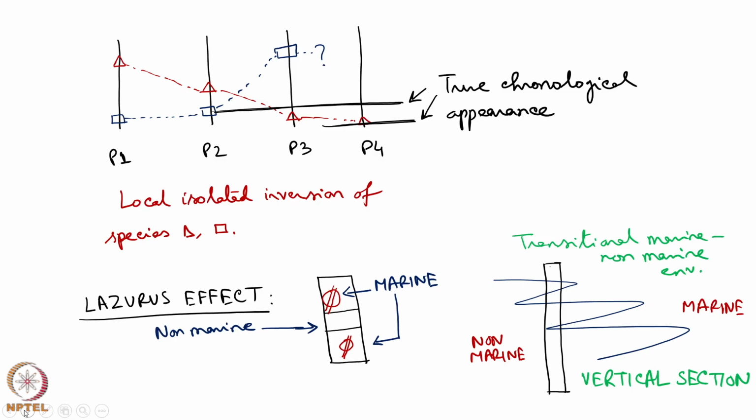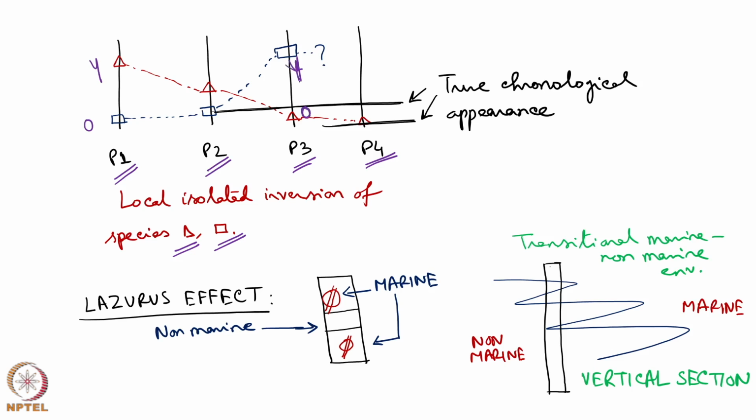Let us consider another situation. Suppose we have various sections P1, P2, P3 and P4, these are the vertical sections, and we are seeing the species, delta and rectangle, two kinds of species given by symbols. And if I join these as lines, this red line actually you can see crosses this blue line, and this looks strange because here this triangle one is younger and this one is older, and if you are observing here, the triangle one is older and this one is younger.